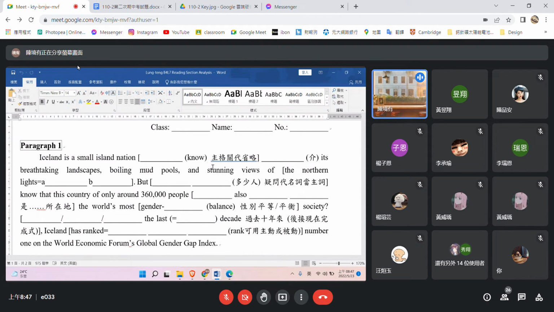But all of us have been hearing a lot about this country, Iceland, at the northern tip of the earth. Iceland is a small island nation, just like Taiwan, so it should be surrounded by ocean. Here we are talking about the omission of the subjective relative pronoun. Do you know relative pronoun? 关系代名词, relative pronoun, and we are talking about the omission.